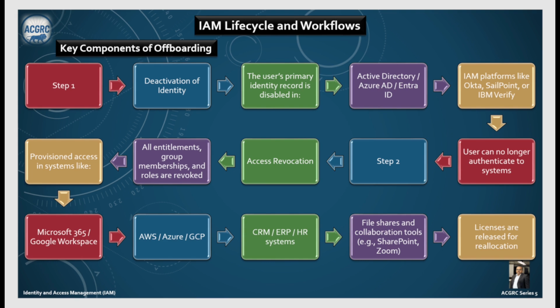Then the user can no longer authenticate to the system. So after disabling in all the other systems where it's applicable, the user can no longer authenticate. Then we move to step 2, which is access revocation. All entitlements, group memberships, and roles are revoked. Provisioned access in systems like Microsoft 365, AWS, CRM, all of these, the file shares and collaboration tools, licenses are released for reallocation.